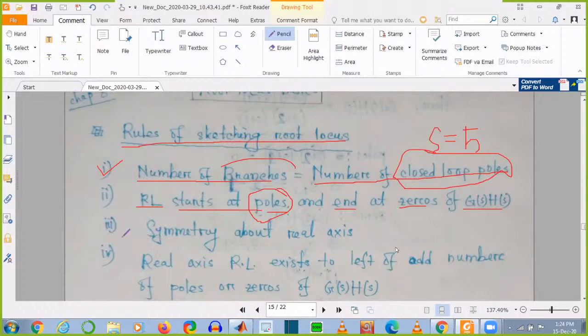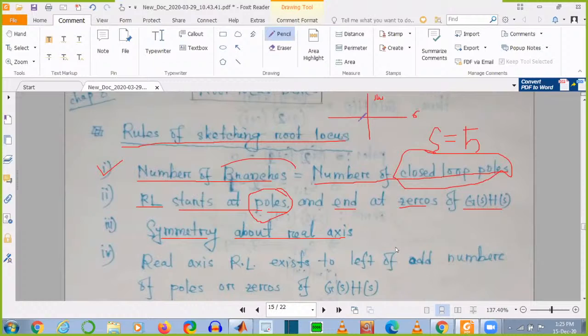Then the next step is symmetry about the real axis. Suppose this is the x-axis, the real axis, as you already know, and the y-axis is the imaginary axis, the j omega axis. This is sigma, and sigma is the real axis. So the root locus is symmetric about the real axis.